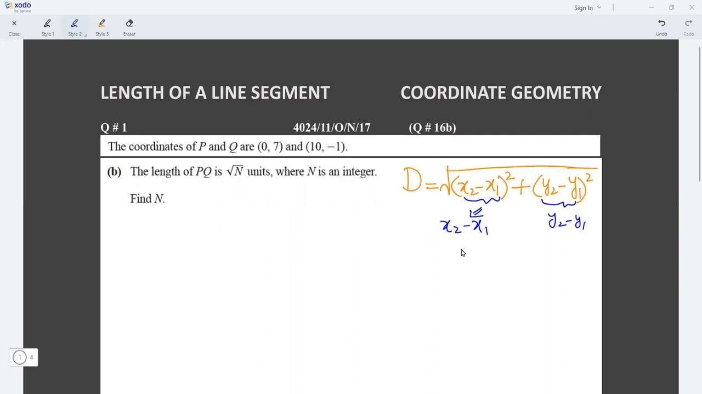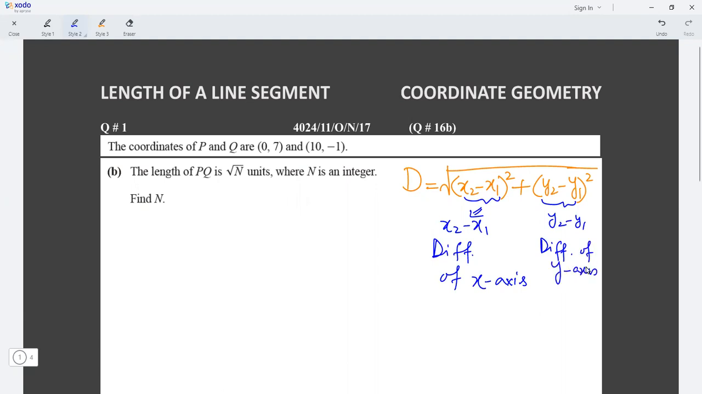What is x2 minus x1? It's clear from the formula that it is basically the difference of the x-axis values. And what about y2 minus y1? It is basically the difference of the values of the coordinates in the y-axis of the points.